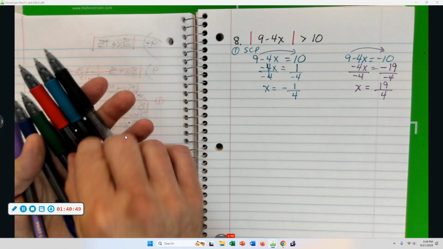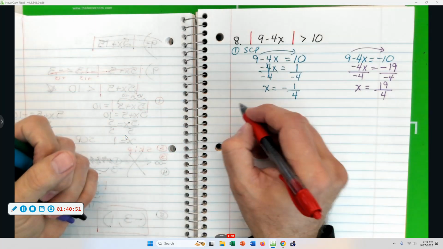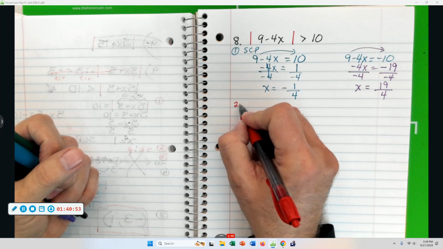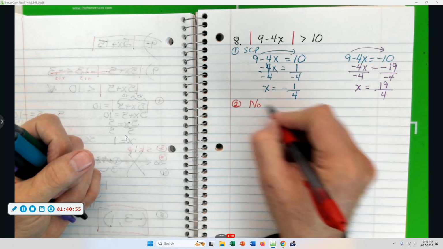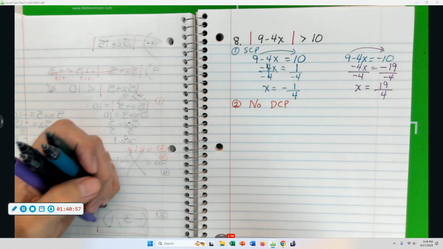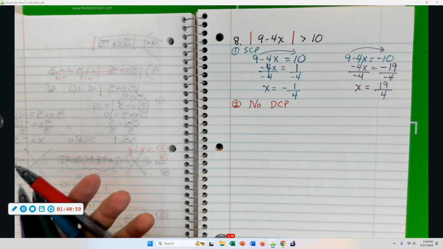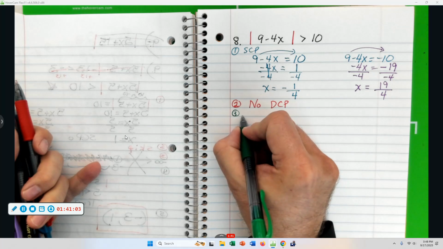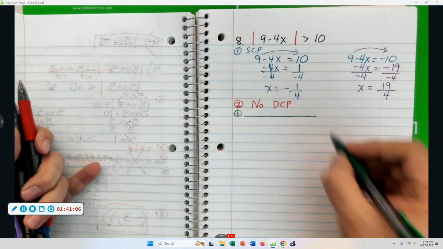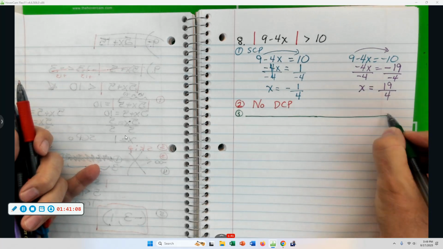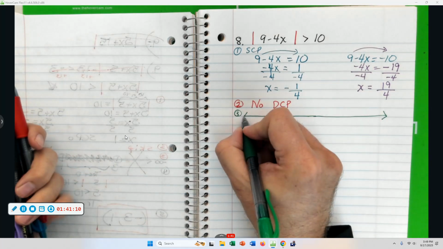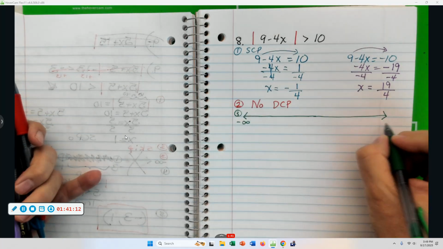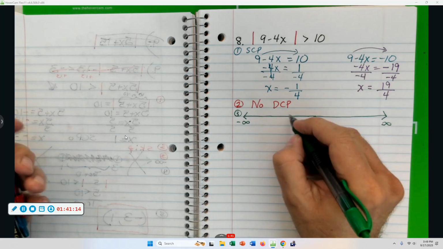Hey, now what about our denominator cut points? Did we have any of those? Nah, there are no denominator cut points, so we'll skip that. So step 3, we draw our number line. Negative infinity, infinity. I'll put my 2 marks.